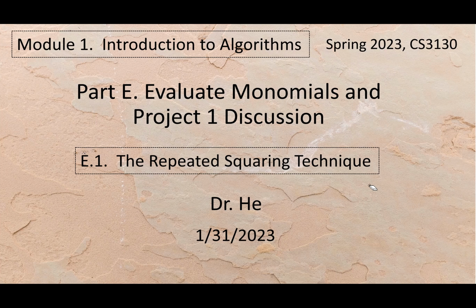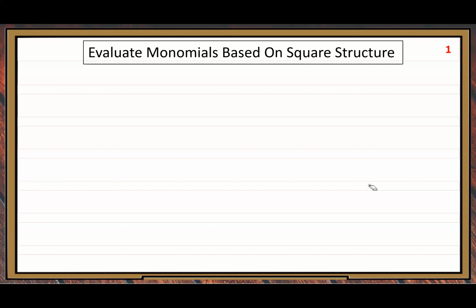All right, so let me start with the first technique. It's called the repeated squaring technique. So what's that? Let me describe the problem first. The title: evaluate monomials based on square structure. All right, so what's a monomial?